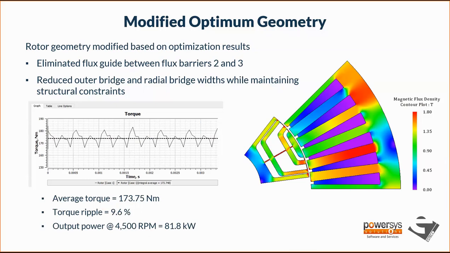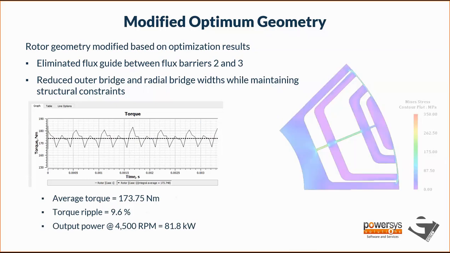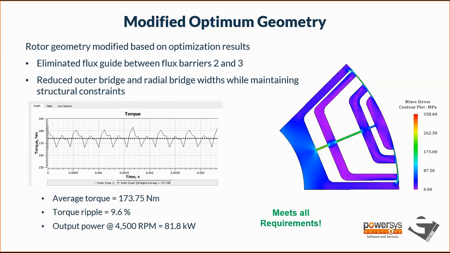The average torque is now 173.75 newton meter, which corresponds to about 81.8 kilowatts at rated operation. This machine now has a torque ripple of 9.6%, which meets our initial requirement of less than 10% torque ripple. Also on the structural side, looking at the stress distribution, everything is well below the 350 megapascal. So essentially, this geometry meets all our requirements. That's one way to validate the geometry after the optimization is performed.